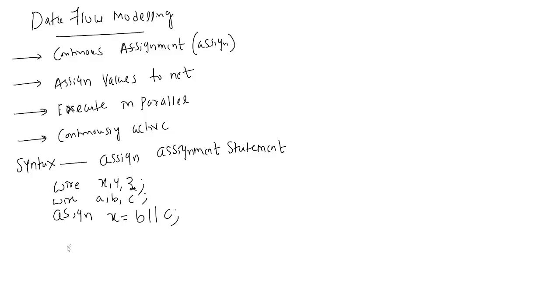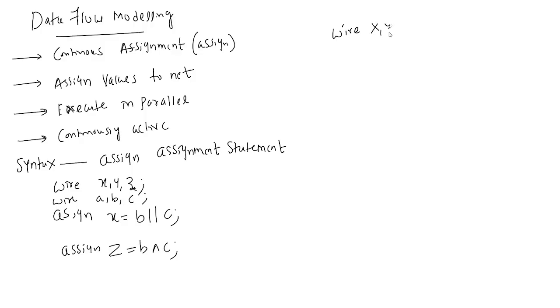And assign z equal to b XOR c. This is a bitwise XOR operation. Remember that when you use the continuous assignment statement, that is data flow modeling, both input and output you need to declare with the wire data type only, that is the net data type.